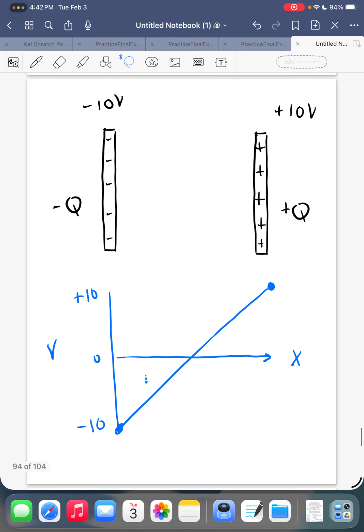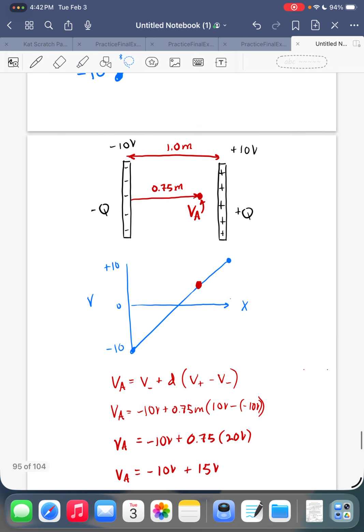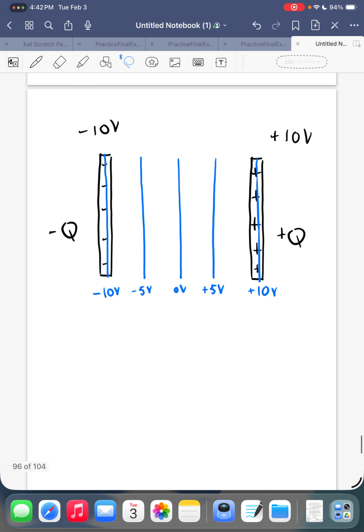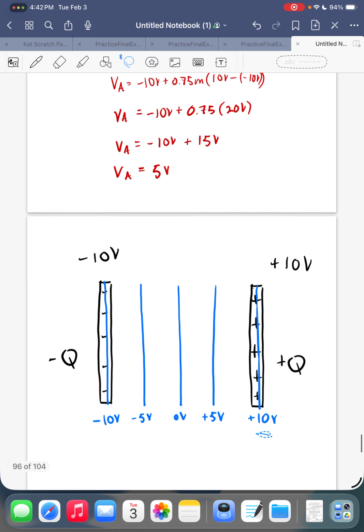We can represent that by this, well, let me just draw the diagram here. Here's the diagram. So it means that the potential starts at minus 10 volts if you're going from left to right, climbs to minus 5, goes to 0, climbs to plus 5, and then goes to positive 10. So it changes by a constant amount with distance.